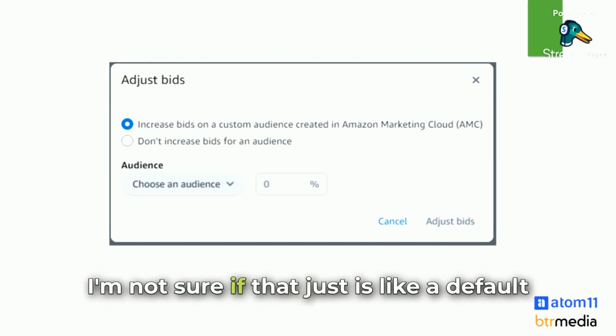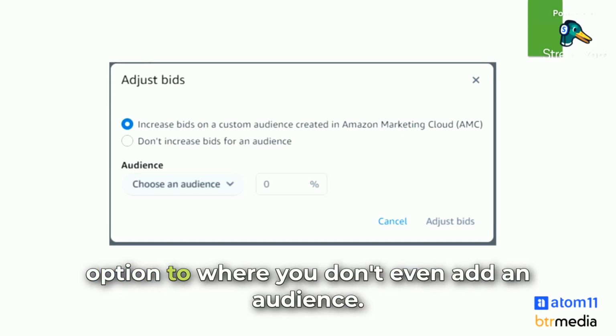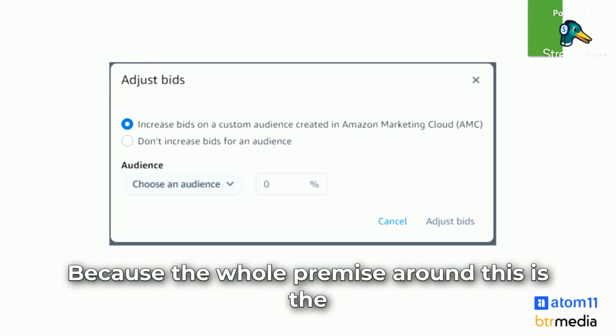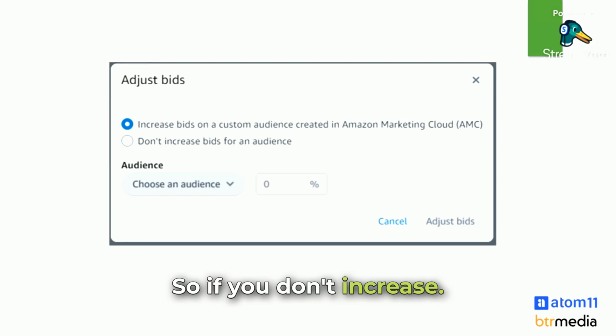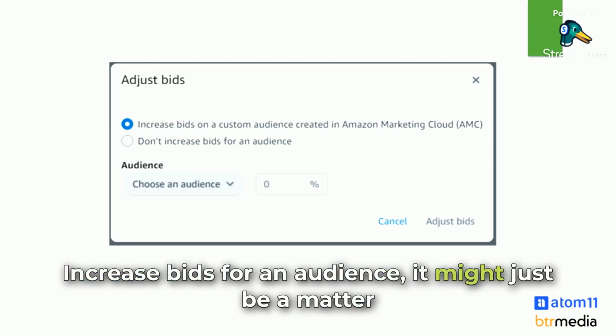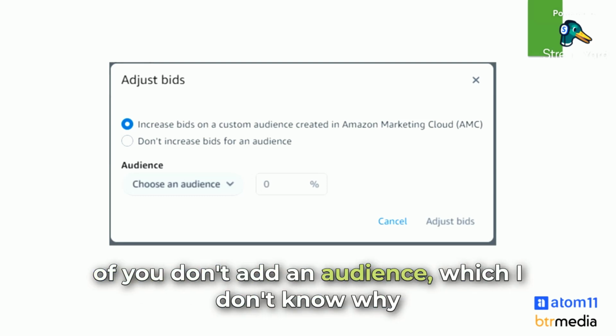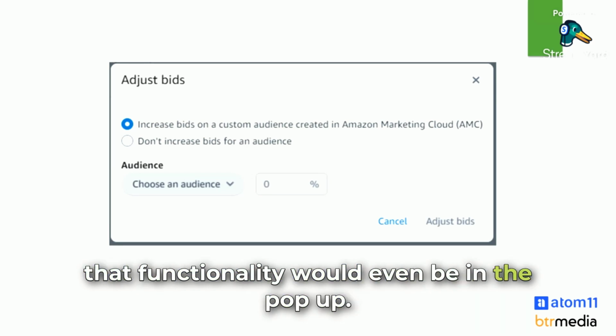Yeah, I'm not sure if that just is a default option to where you don't even add an audience, because the whole premise around this is the ability to boost bids for the audience. So if you don't increase bids for an audience, it might just be a matter of you don't add an audience, which I don't know why that functionality would even be in the pop-up.